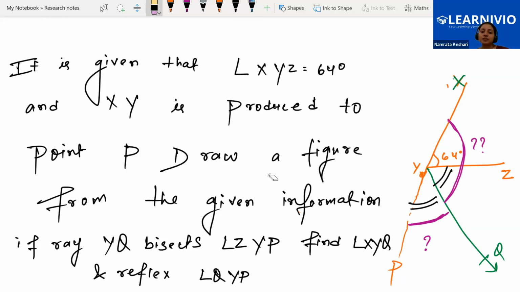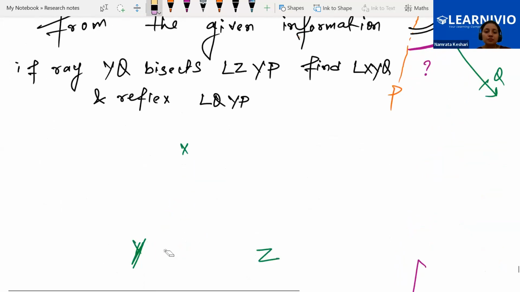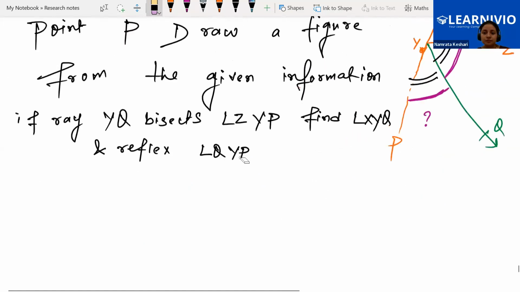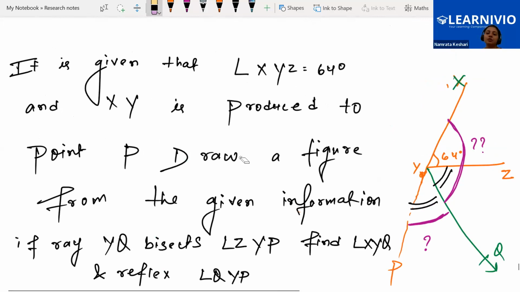Now let's continue. We understand that we have to find angle XYQ and the reflex of this. Anyone, what to do over here now? Any idea what to do over here?